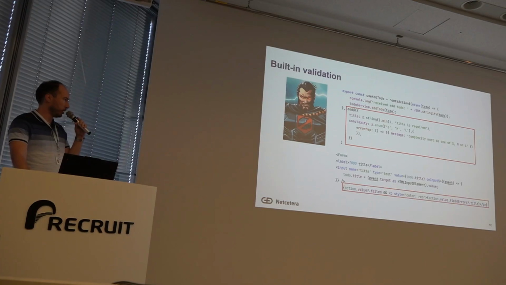How do we use them? So if we see here, we have the action value property, and on that one, there is a failed flag that is being set if there is a validation issue. And also, under the field error object, we have separate properties to indicate which one of the properties actually failed, and then the correct error message is being displayed.